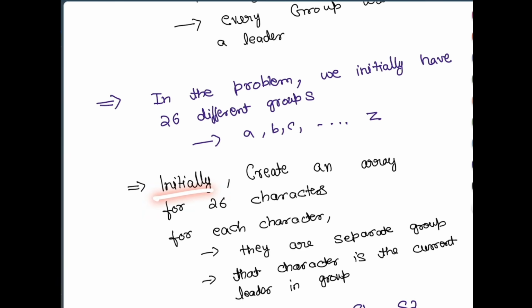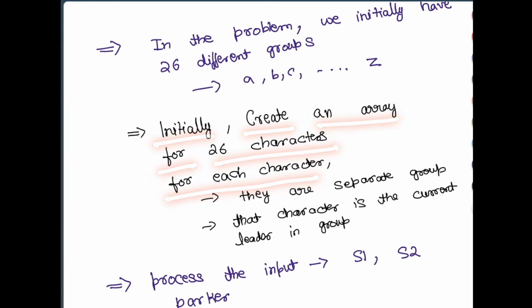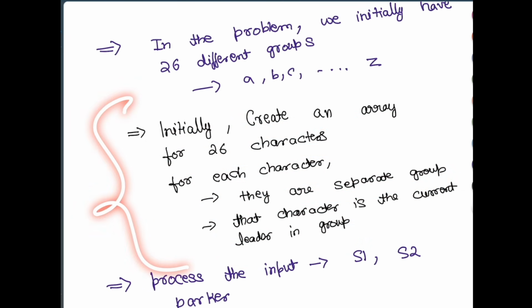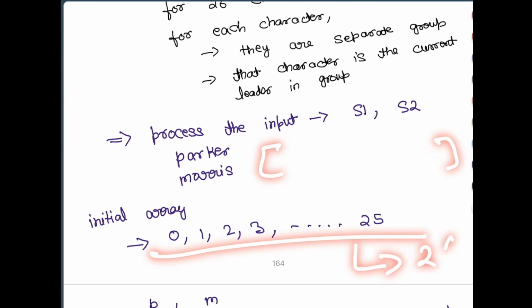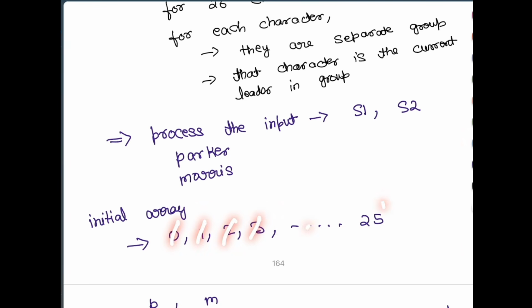So initially what you will do is, you will create an array for 26 characters. Each of the characters belongs to a separate group and that particular character is the current leader in that group. Now what does this statement mean is, you need to create an array. So that's our array. This is going to be of length 26 because we have 26 characters. So the indexes are going to be 0, 1, 2, 3 up to 25. And the values are going to be 0, 1, 2, 3 up to 25. I will tell you why.